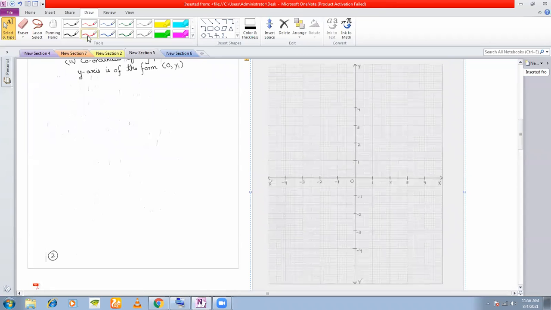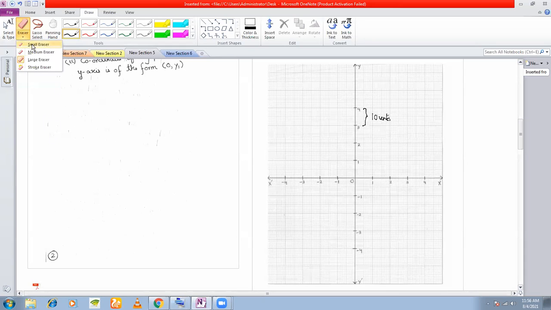See, here what I have taken. Here I have taken 10 smallest divisions as 1 unit. Here also I have taken 10 smallest divisions, as how many units? 3 to 4. 3 to 4 is 1 unit, right?